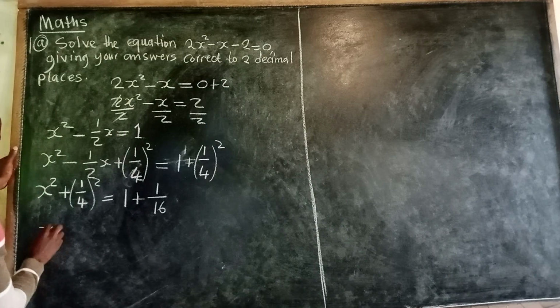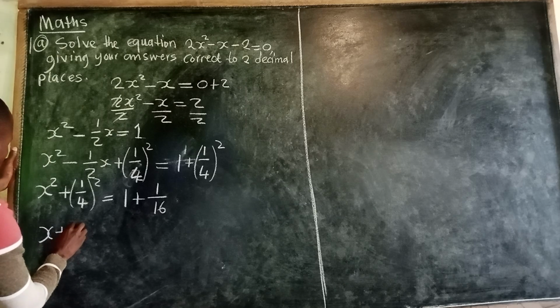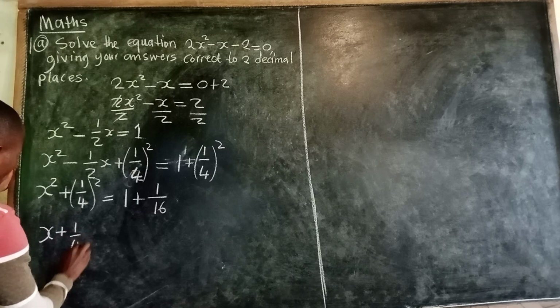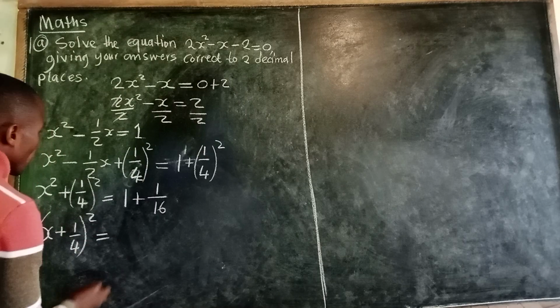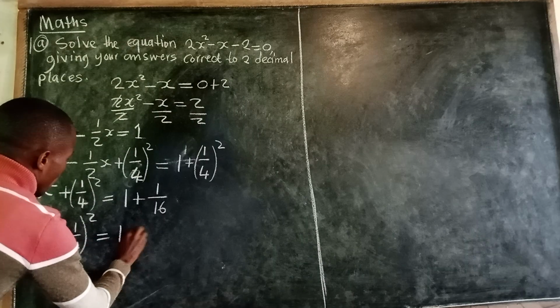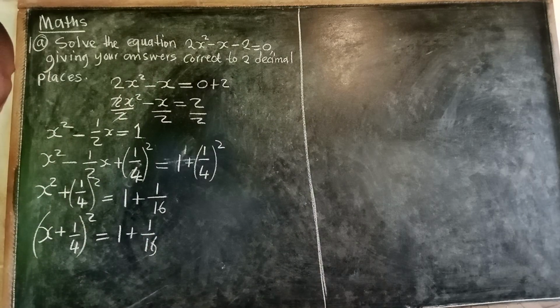So we can write this one. This is the same as x plus 1 over 4, then square outside, then equals 1 plus 1 over 16. Okay, so I'm sure you have seen what has happened here.